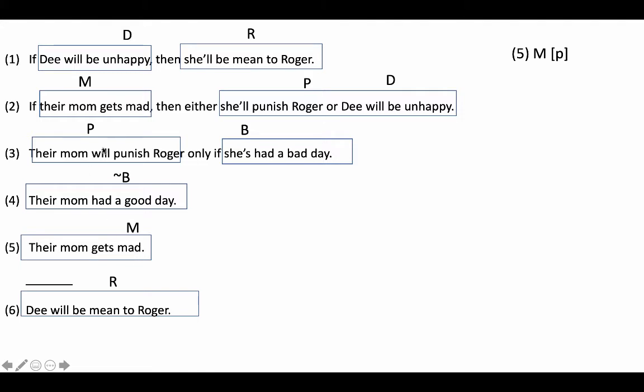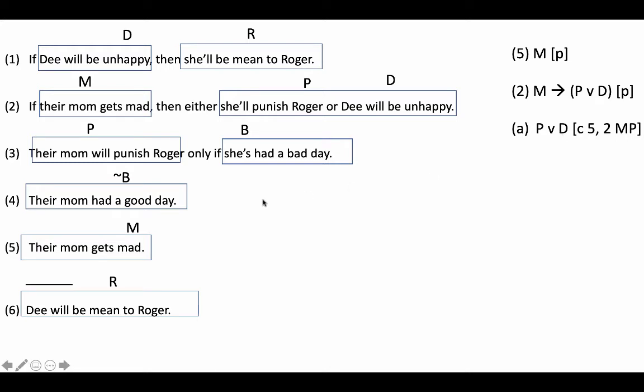And I look up at the other ones and I think, okay, if I know their mom gets mad, what else do I know? Well, this one here, number 2, says if M is true, then either P or D must be true. So I'll write that down. If M is true, then either P or D is true. And now I know M is true. I know if M is true, then either P or D is true. So I know either P or D is true. And that's a conclusion from 2 and 5. Okay? Now, I know P or D, but that's a complex thing. I don't want to use that right away because it's complex.